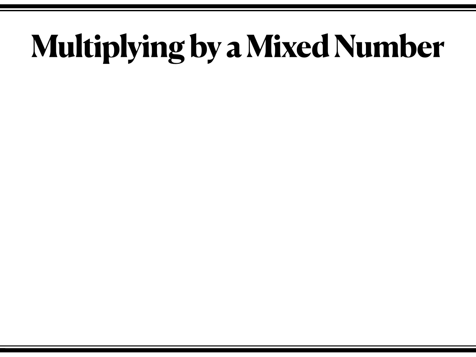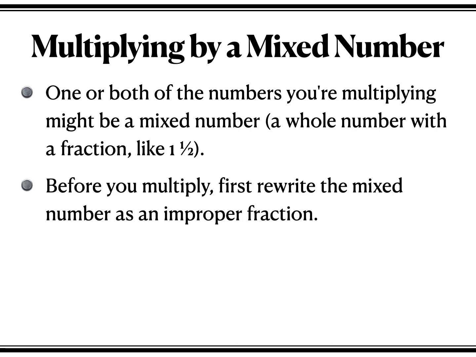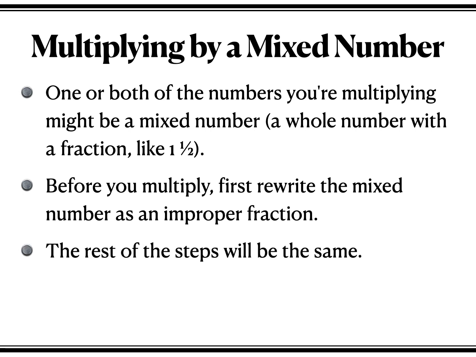What about multiplying by a mixed number? One or both of the numbers you're multiplying might be a mixed number, which remember is a whole number with a fraction like 1/2. Before you multiply, you first rewrite your mixed number as an improper fraction. So basically you do the same thing you do for a whole number. And the rest of the steps are going to be the same.